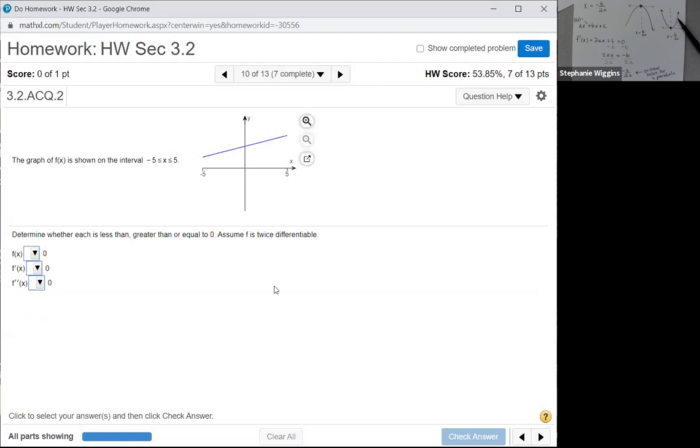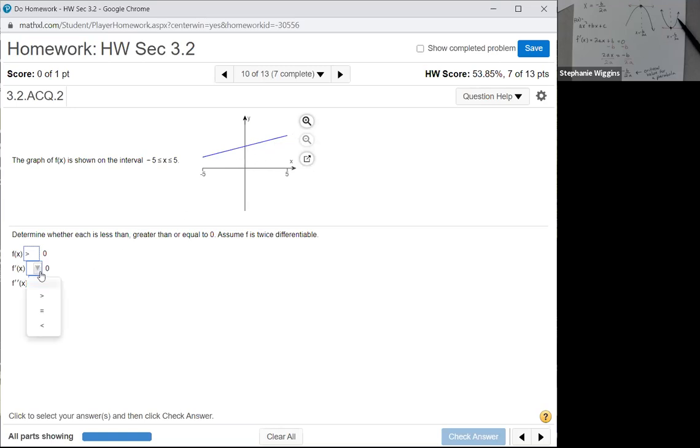Here we have a function. The function that is listed there is positive. Why is it positive? Because it's above the x-axis, right? This blue line is above the x-axis, so it's positive. So the function is greater than 0. The first derivative is positive because notice it's increasing as we go from left to right.